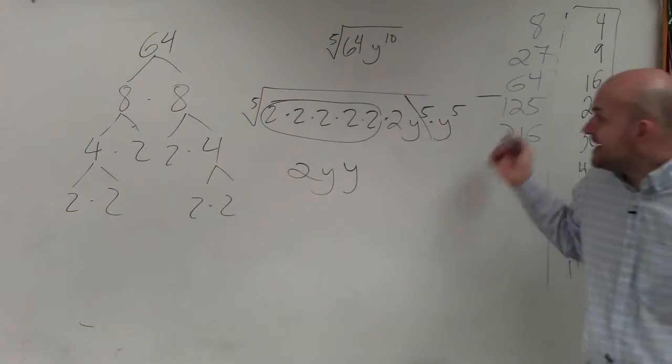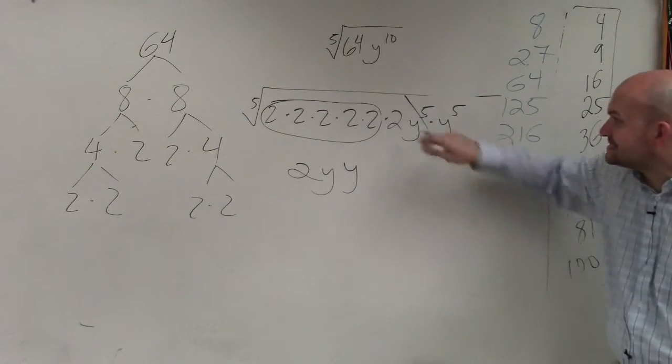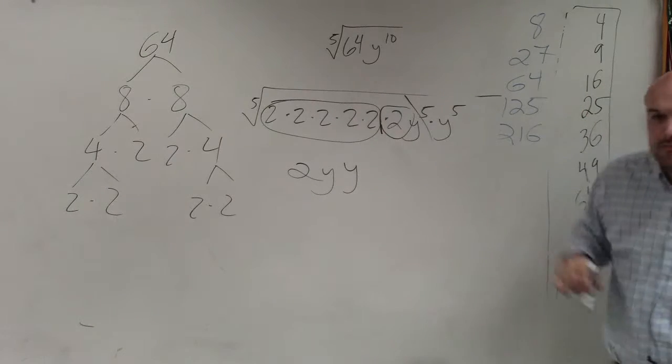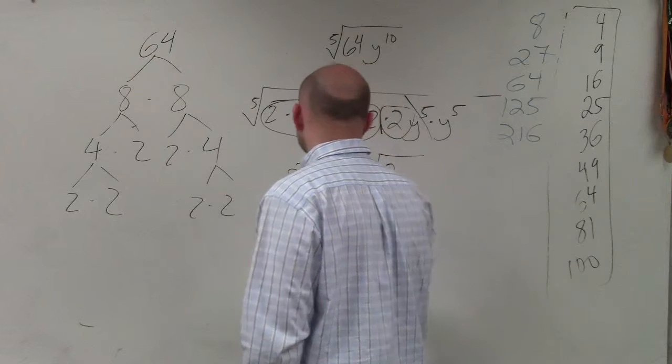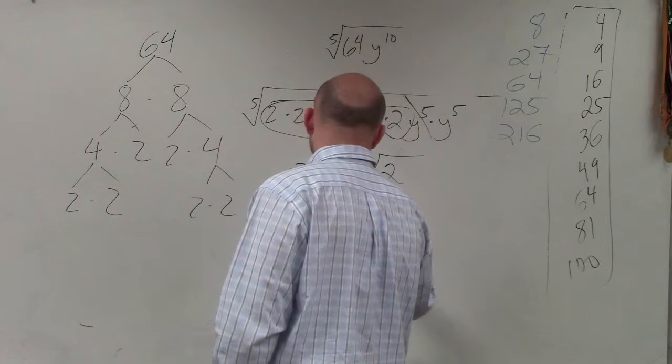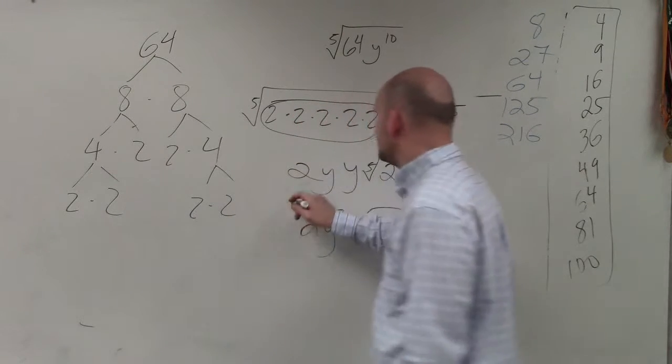So now I've taken the fifth root of everything except for this number 2 in here. So therefore, I need to keep a fifth root and leave 2. So my final answer is 2y squared times the fifth root of 2.